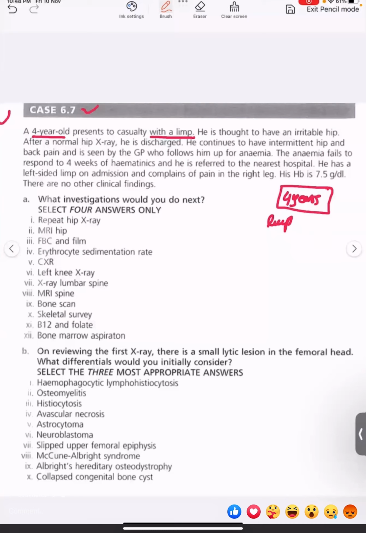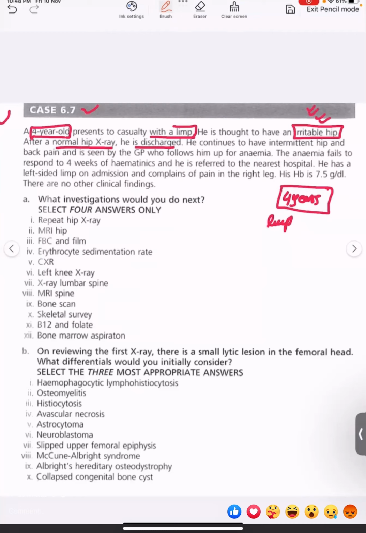Okay, so here they are talking about a 4-year-old child who is coming to me with a limp. He's thought to have an irritable hip. So always see, with a 4-year-old child, I thought this is a case of irritable hip. After a normal hip x-ray, he is discharged. After discussing this, we will read what is irritable hip.